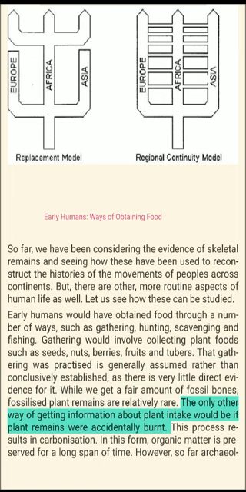While we get a fair amount of fossil bones, fossilized plant remains are relatively rare. The only other way of getting information about plant intake would be if plant remains were accidentally burnt. This process results in carbonization.